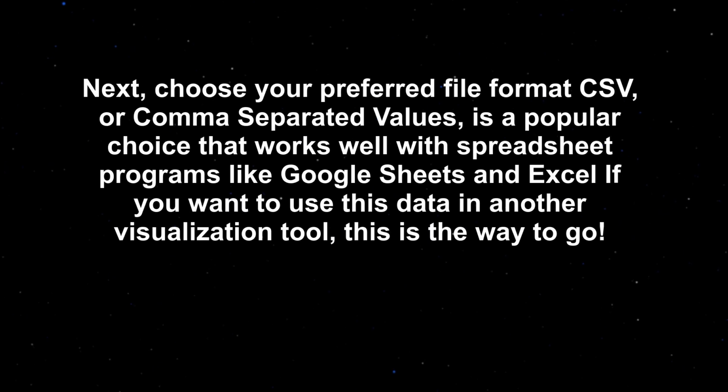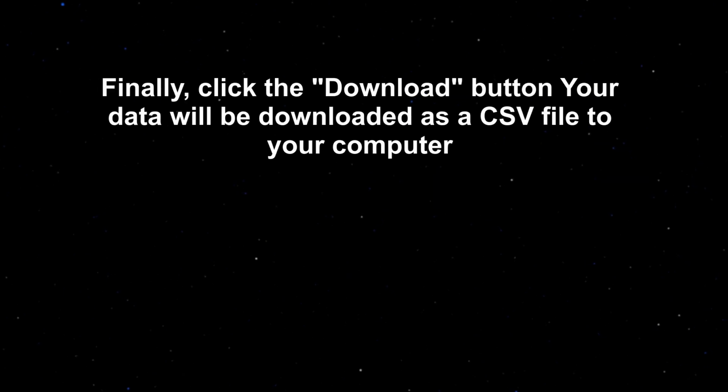Next, choose your preferred file format. CSV or comma-separated values is a popular choice that works well with spreadsheet programs like Google Sheets and Excel. If you want to use this data in another visualization tool, this is the way to go. Finally, click the download button. Your data will be downloaded as a CSV file to your computer.